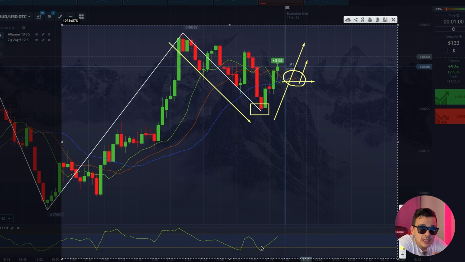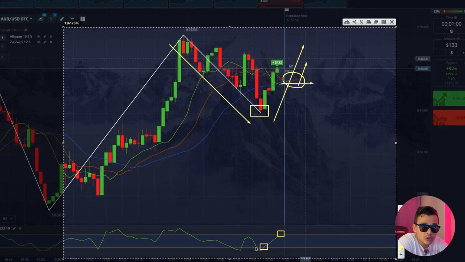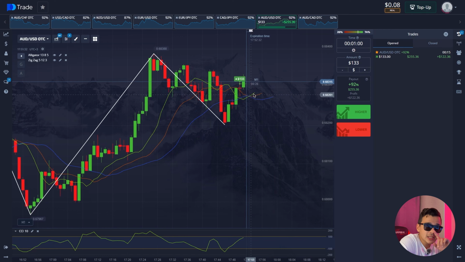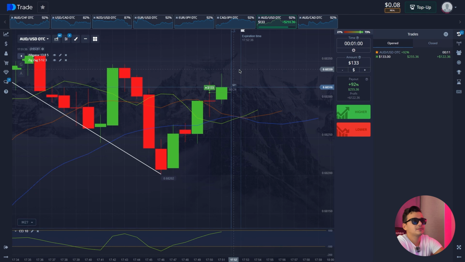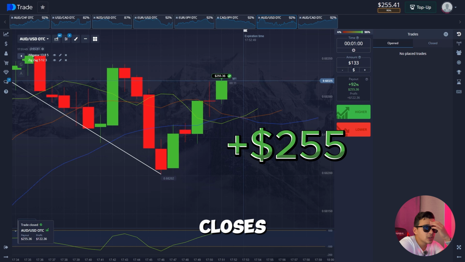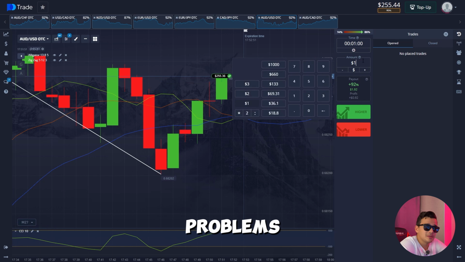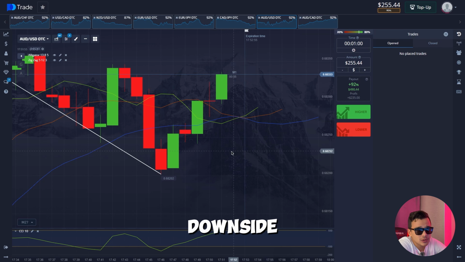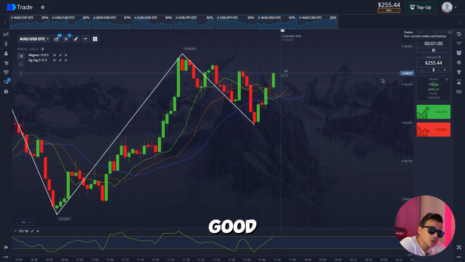We can also see the movement of our moving SSI and its aspiration to the overbought zone. So all signs say that we should open a deal on the upside. We should wait a little bit. Let's watch the candle. And the next trade closes in plus without any problems. Let's try to find the same trade, but on the downside. I'll try to find a good entry point.